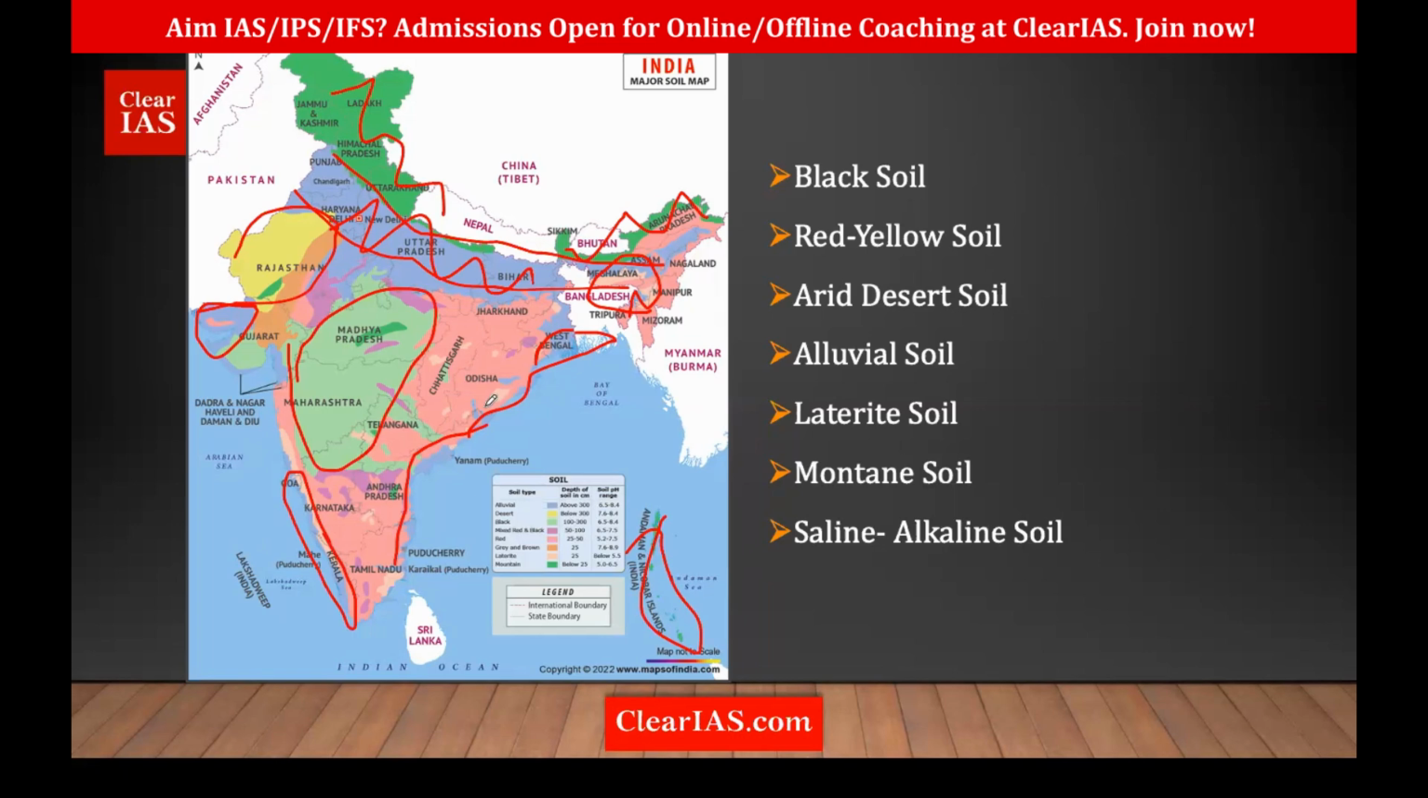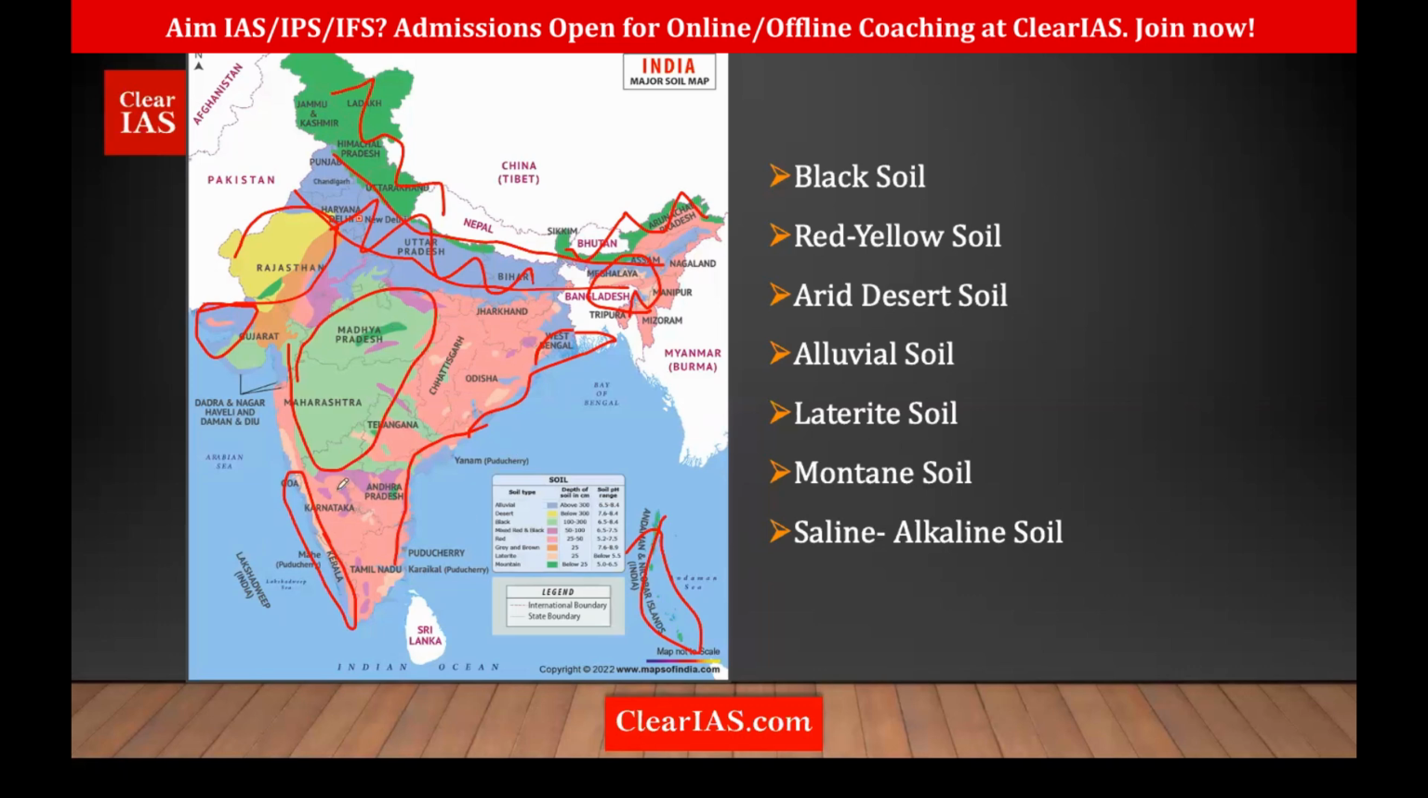I'm just giving a brief about it again. We're talking about soils of India. First one is black soil, black cotton soil. It is around the Madhya Pradesh, Maharashtra region. It's like a clayey soil, really black in color. Okay, and it is good for cotton cultivation.